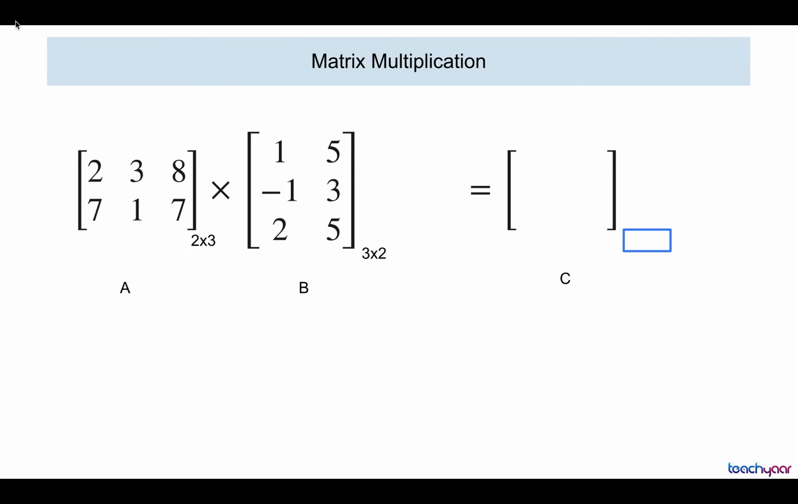Let's take two matrices. You have a matrix here, A. I generally like to call the first matrix A. It's a 2 by 3 matrix. You have a second matrix B. It's a 3 by 2 matrix, and we want to find the product C. We also want to know what the order of that is going to be.